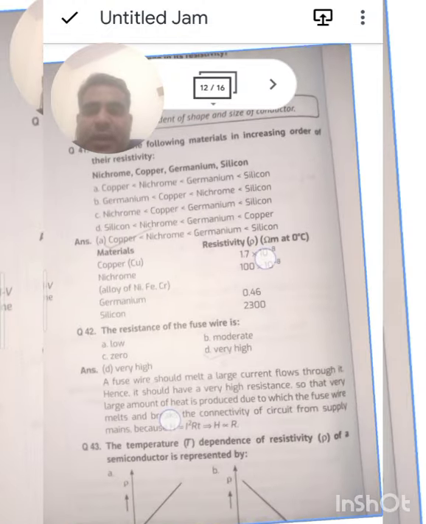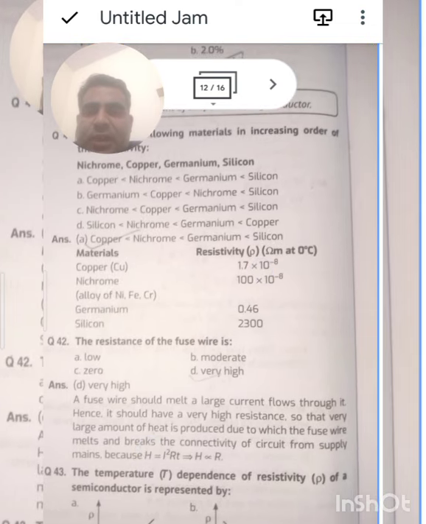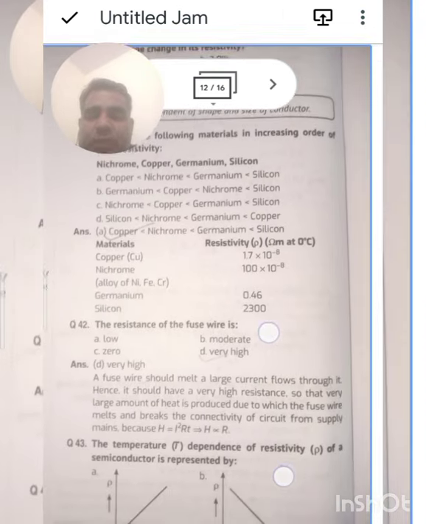After this we have the next one. It says arrange the following materials in the increasing order of resistivity. So we have the options. The correct answer is copper, then nichrome, germanium, and silicon. The resistance of a fuse wire is very high. A fuse wire should melt when a large current flows through it. Hence, it should have a high resistance, so that a very large amount of heat is produced, due to which the fuse wire melts and breaks the continuity of the circuit from the supply, because H is equal to I squared RT, H is directly proportional to R.